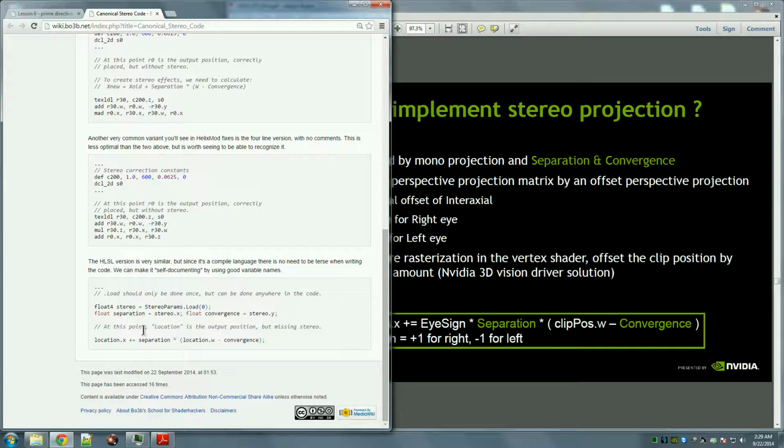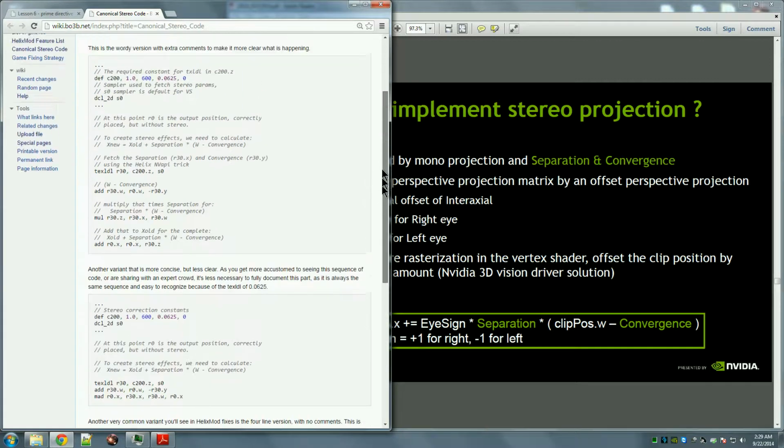And so when we would actually do a fix, we would do this formula here, which is taking the location W, essentially the Z parameter, subtracting the convergence off of it, multiplying by the separation, and then plus equals, which adds whatever this value is back into the original location. So that'll give you a shift to the left for the left eye and a shift to the right for the right eye. It's going to add in a negative number for the left eye, and a positive number for the right eye. So that's it. That's all there is to applying that formula.